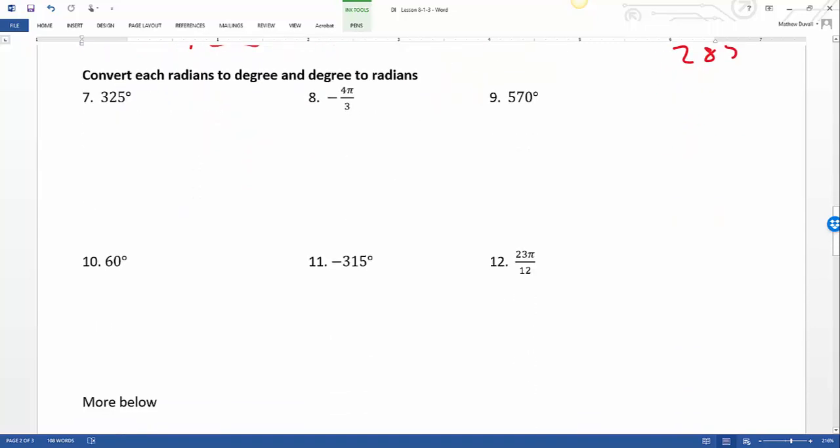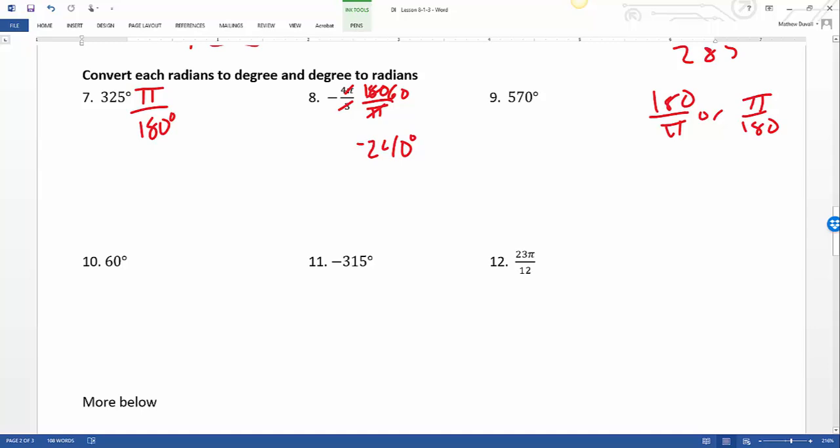Convert each radian to degrees, and degrees to radians. So remember, you either multiply by 180 degrees over pi or pi over 180, and then you're going to simplify it. So pi over 180, then you're going to go through and simplify it. Or this one would be 180 degrees over pi. You go through and you simplify it. So the 3 and the 60, negative 4 times 60, so that's negative 240 degrees. Now you want to do the best you can to simplify it as a whole number. So, I can divide that by 5, divide that by 5. What do you get? Does it divide further? Things like that.